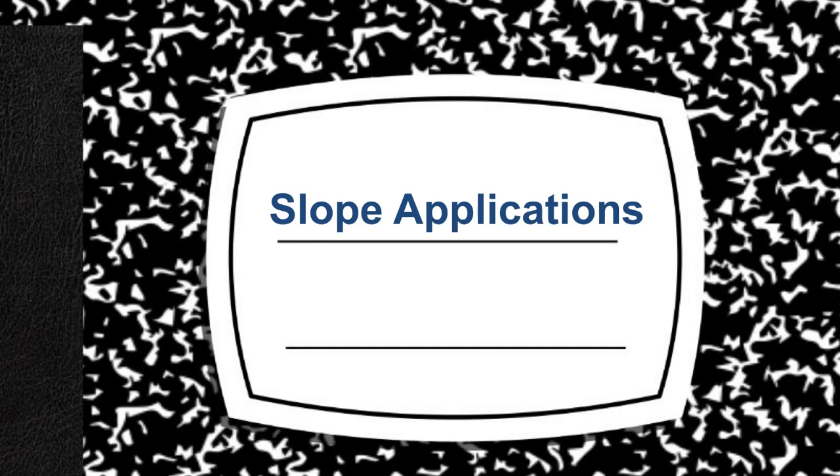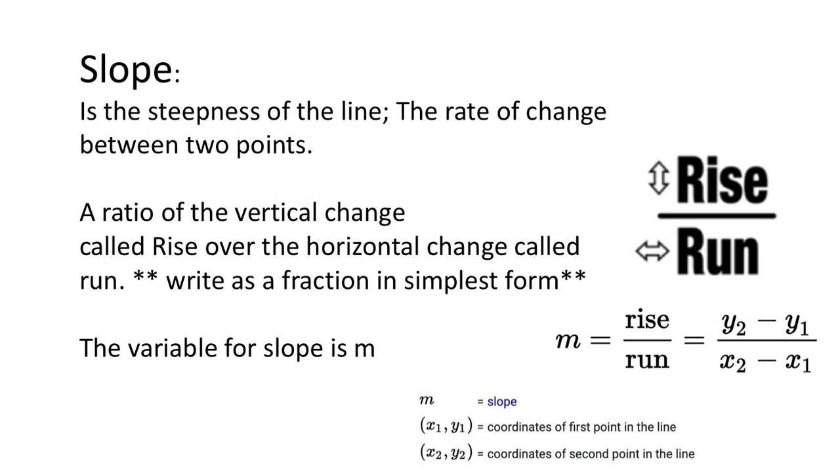Today's lesson, we're going to go over some slope applications and how slope can be converted and used to look at different word problems. So some things I want you to remember. Slope is the steepness of a line, so it's the rate of change between 2 points. A ratio of the vertical change, called the rise, over the horizontal change, called the run.